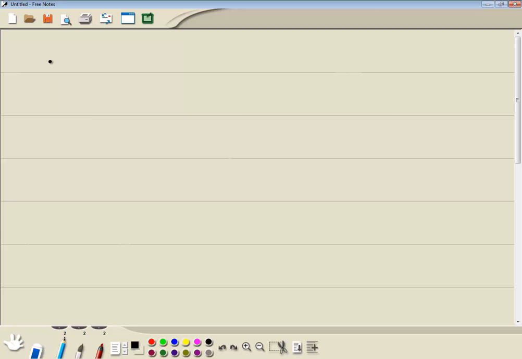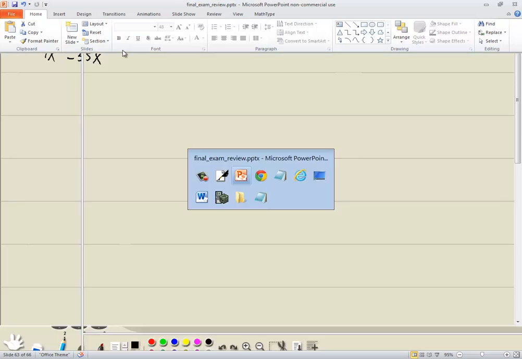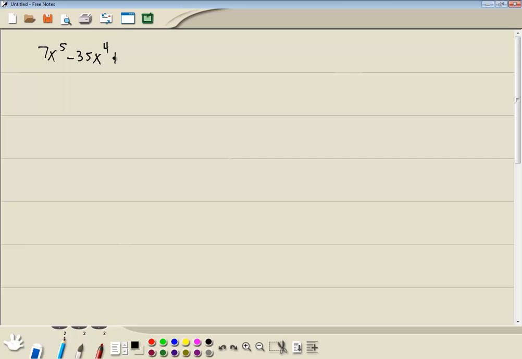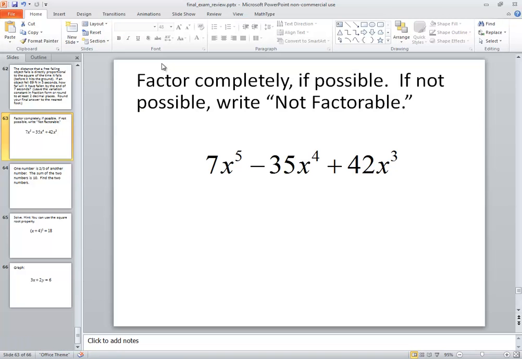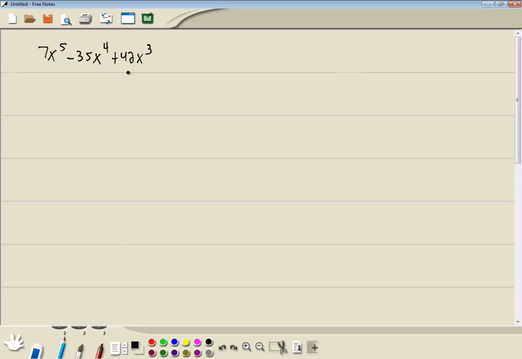So we got 7x to the fifth minus 35x to the fourth plus 42x to the third. And let's review our factoring techniques.